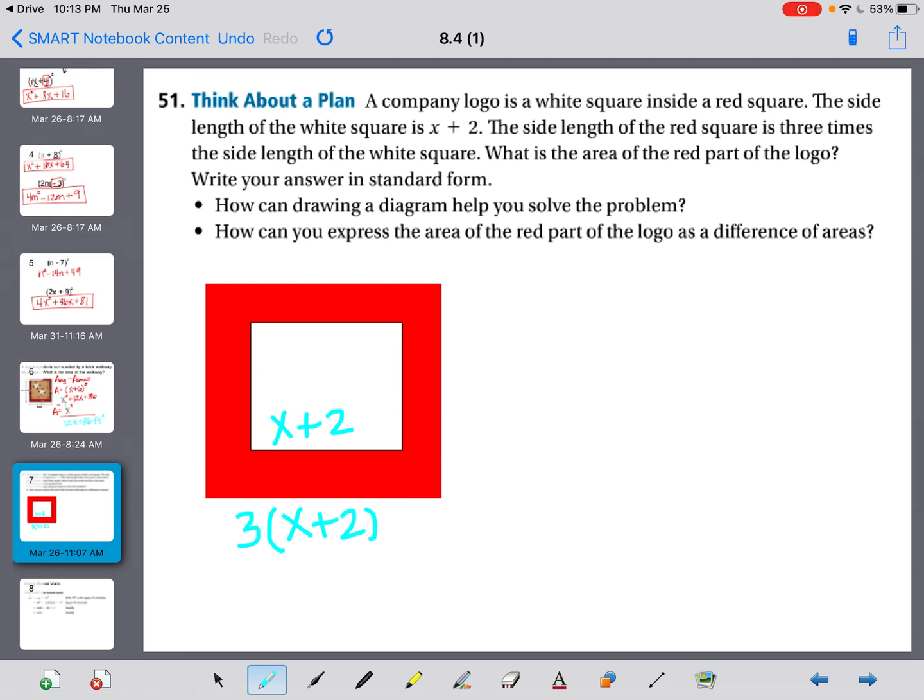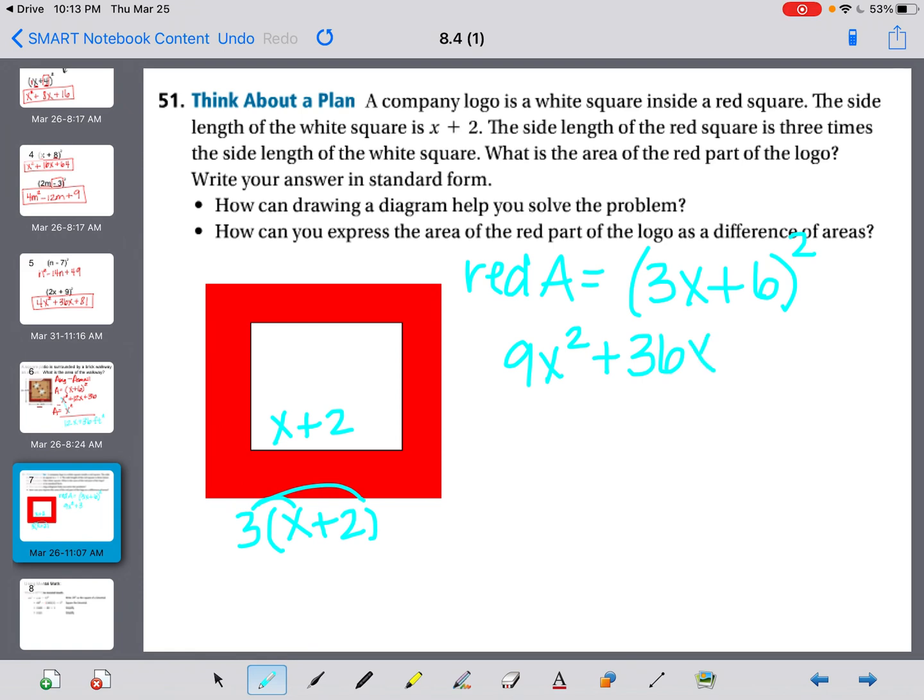So again, we're going to find the area of the big red square. When I distribute this, I get 3x plus 6. We need to take that to the second power so that I can get the area of the red. If I square the first term, I get 9x to the second power. Multiply 3x times 6, which is 18x, and then times 2, which gives me 36x. And then the last term to the second power is 36. So that is the area of the red square.